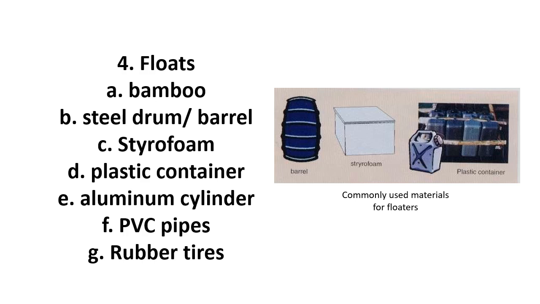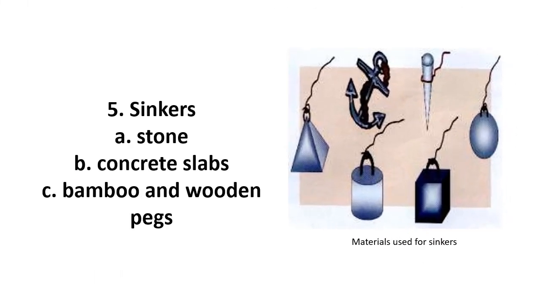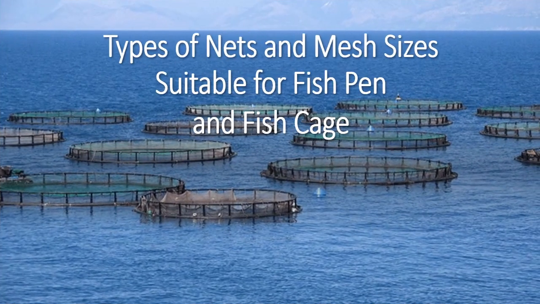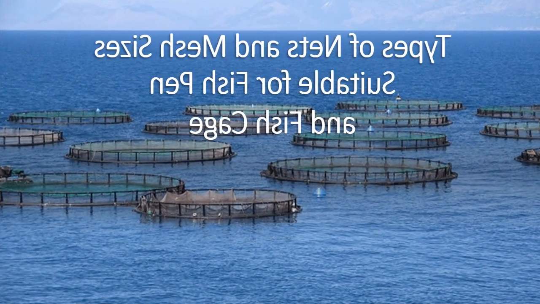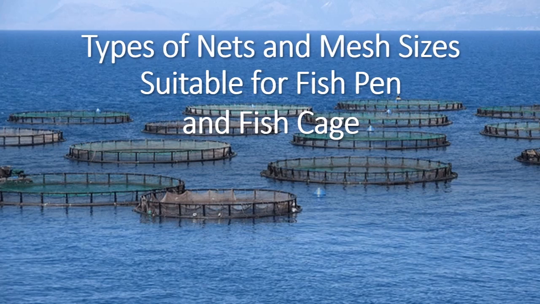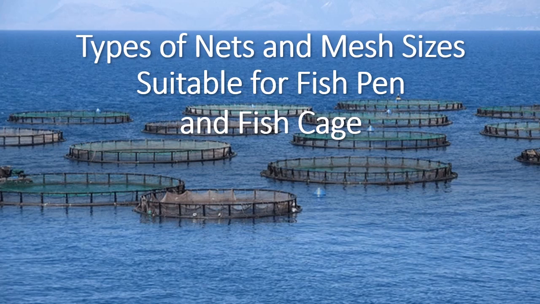For the floats for fish cages, we can use the following: bamboo, steel drum barrel, styrofoam, plastic container, aluminum cylinder, PVC pipes, and rubber tires. For the sinkers, we can use stone, concrete slabs, bamboo, and wooden pegs. It is also very important to take note of the types of nets and mesh sizes suitable for fish pen and fish cage.